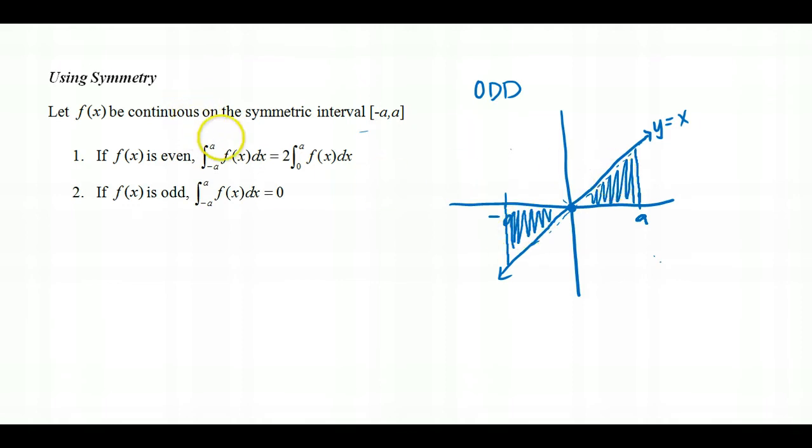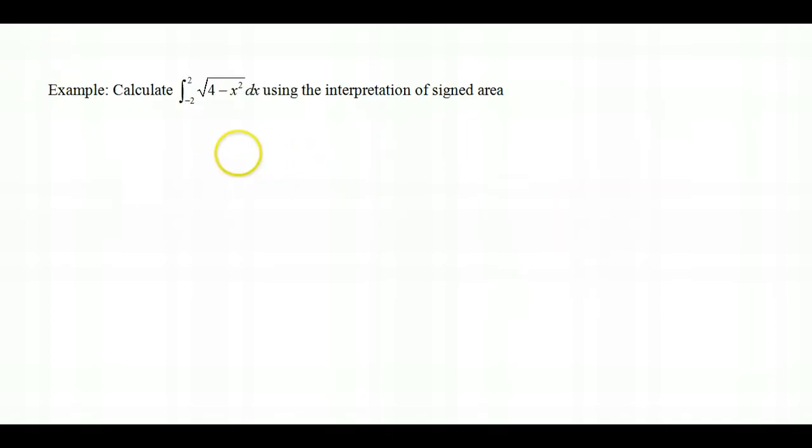So I can use symmetry whenever possible if I recognize the integrand, f of x being the integrand, as being even or odd, and I have a symmetric interval. Whenever possible, I want to use this notion of symmetry to simplify my calculations in evaluating a definite integral. Alright, so let's take a look at another example.